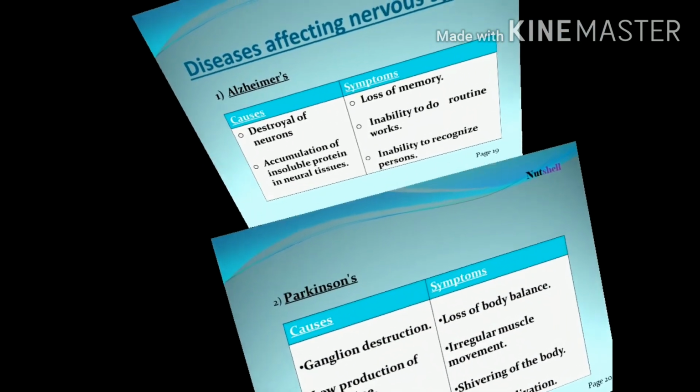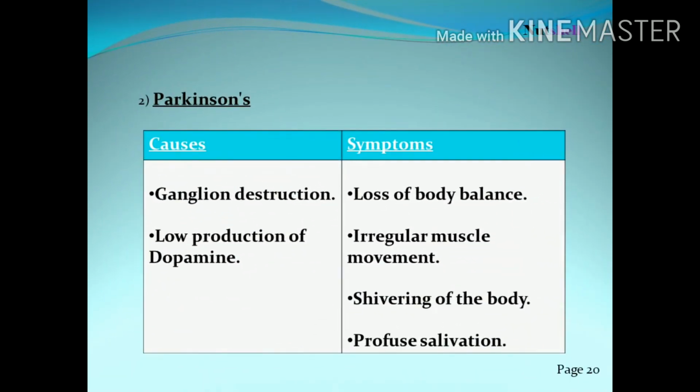Next disease is Parkinson's disease. Causes are ganglion destruction and low production of dopamine. Symptoms: loss of body balance, irregular muscle movement, shivering of the body, profuse salivation.